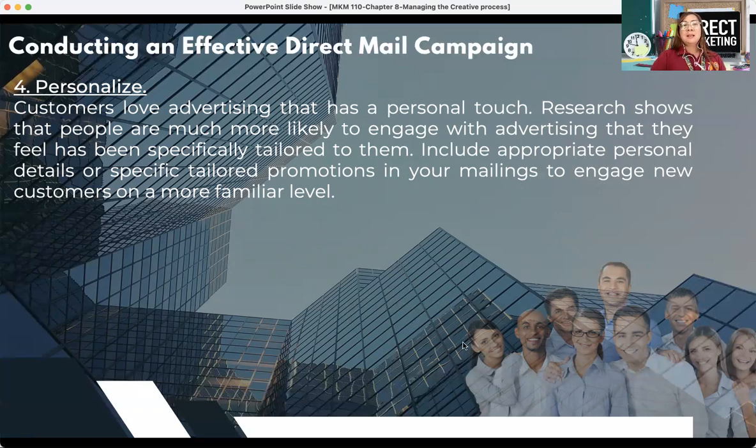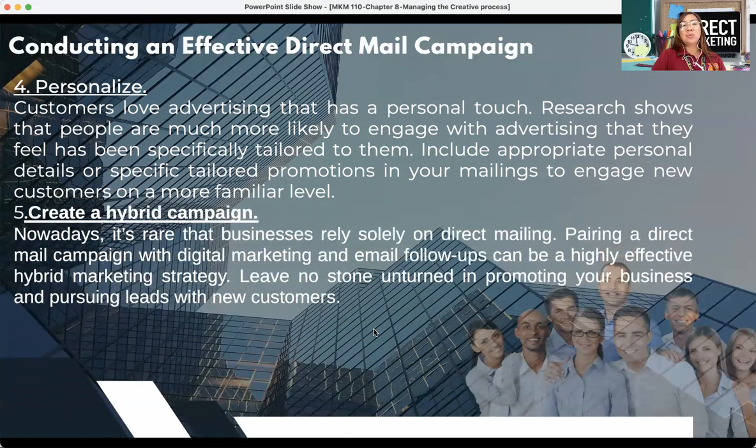Right. The next one to conduct is to create a hybrid campaign. Nowadays, it's rare that businesses rely solely on direct mailing.